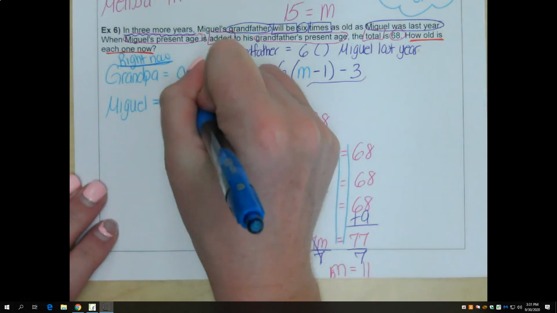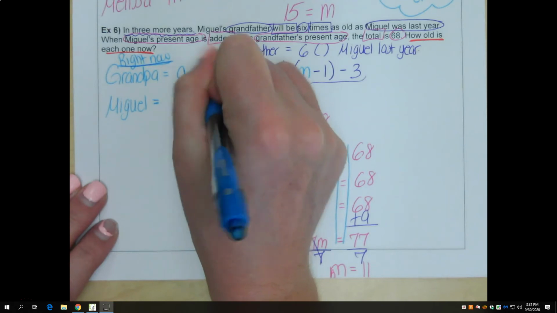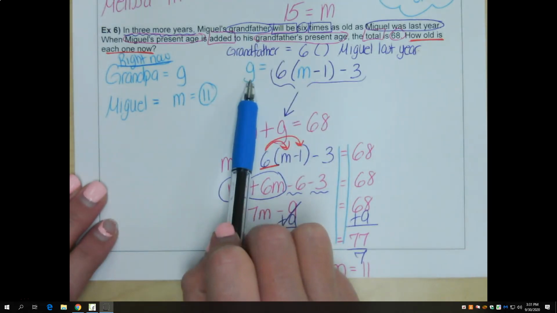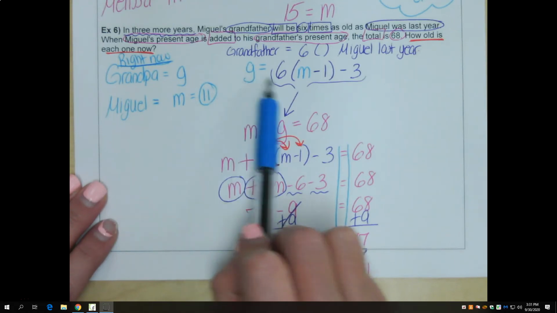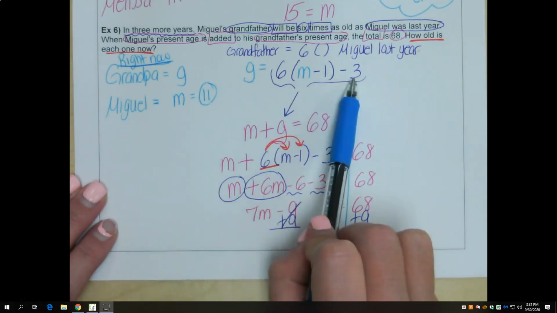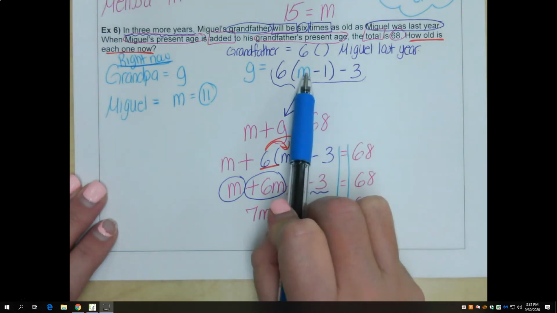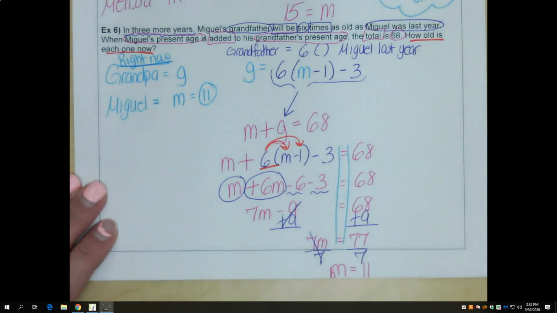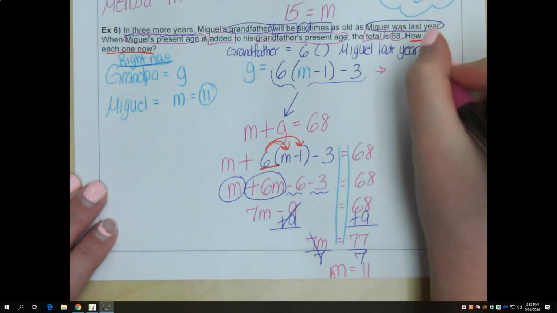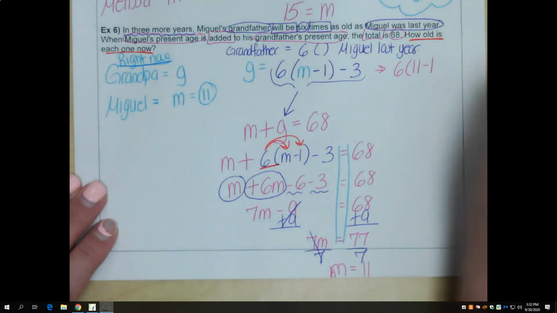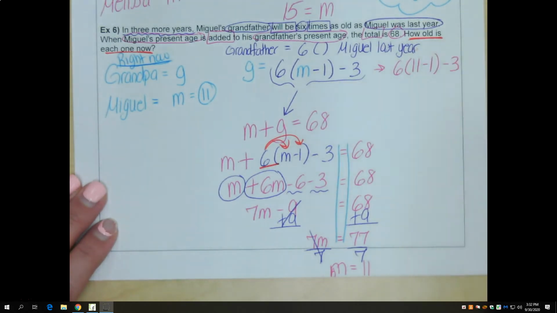I know that Miguel is going to be 11 years old. But the grandfather is a little more tricky. To get the grandfather's age, I have to use all this information. Again, I know that m is 11, so I'm going to replace that variable m with 11. So here I go on the side. It's going to be 6 times 11 minus 1 minus 3.